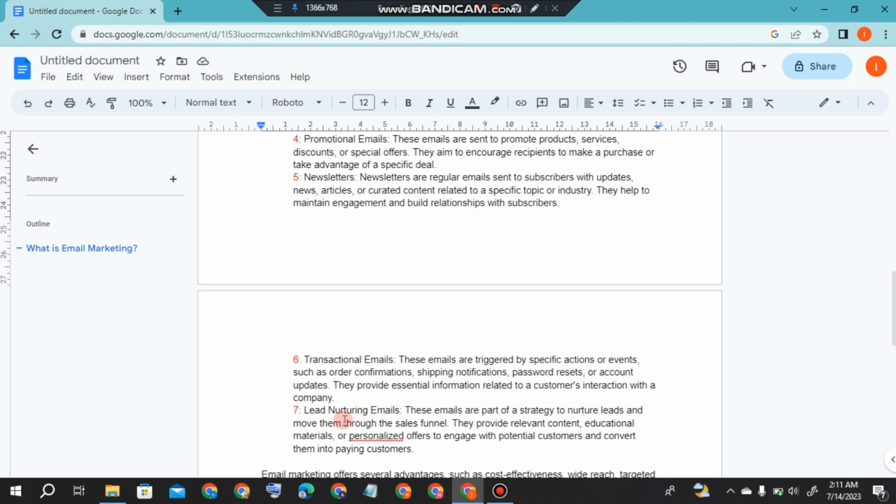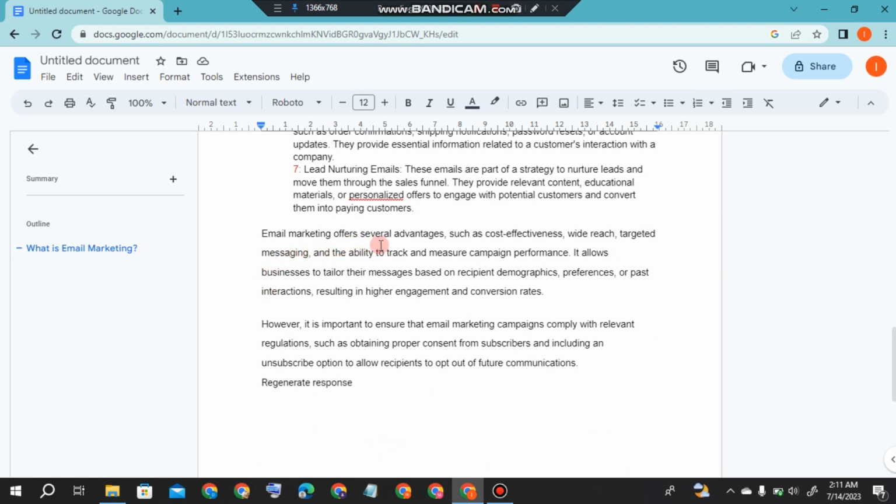Number seven, lead nurturing emails. These emails are part of a strategy to nurture leads and move them through the sales funnel. They provide relevant content, educational materials, or personalized offers to engage with potential customers and convert them into paying customers.